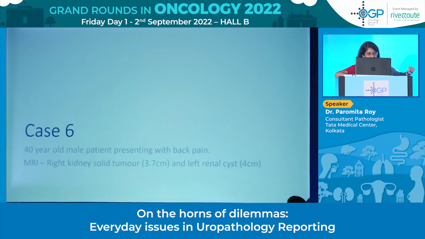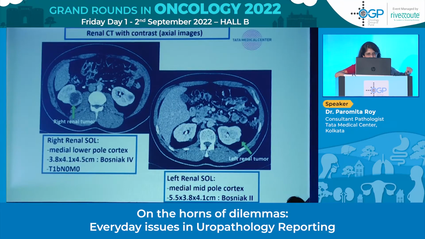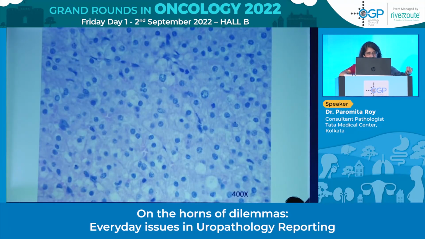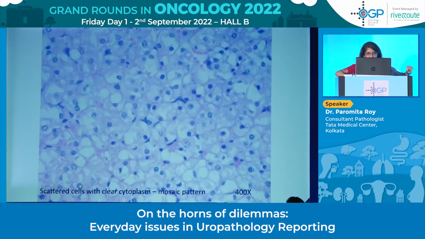Case 6, a 40-year-old male patient presenting with back pain. Actually the patient had a right kidney solid mass and a left renal cyst. And this is the radiology. And a very oncocytic looking tumor at this power. The cells are more or less bland, round to oval. Some of them have clearing. Almost like a mosaic pattern of eosinophilic cells and some clear cells.